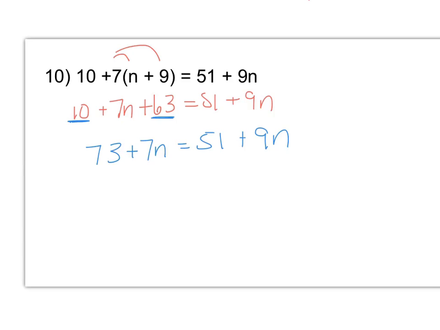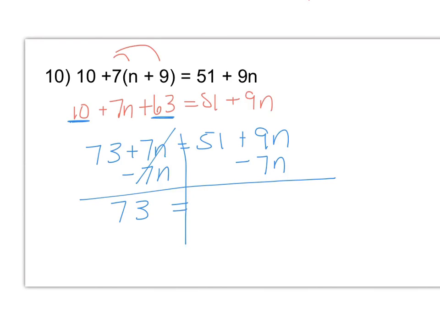And now I'm going to make a decision because I see that there's an n on the left and an n on the right, and I only want it on one side. So I'm going to draw my river, and I'm going to get rid of 7n here. So the opposite of plus 7n is minus 7n. I'm going to do it to the right side, and I'm going to bring that over to where the other n is because they're like terms. So these cancel out. I'm left with 73 is equal to 51 plus 2n. 9n take away 7n is 2n.